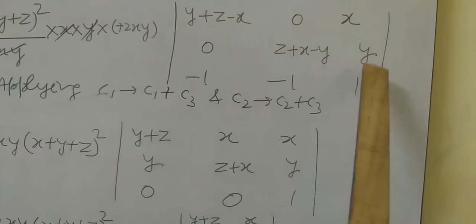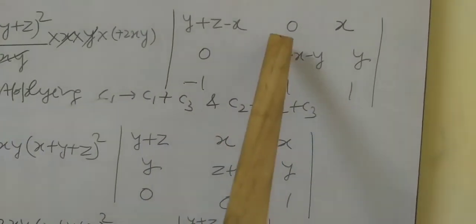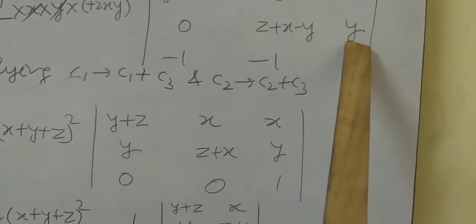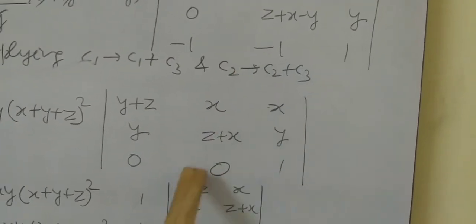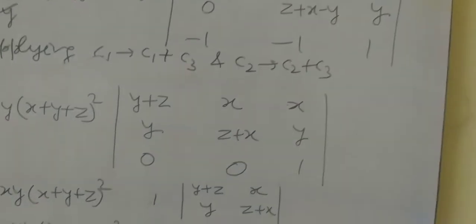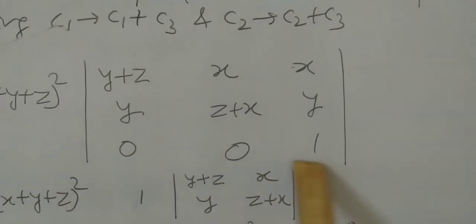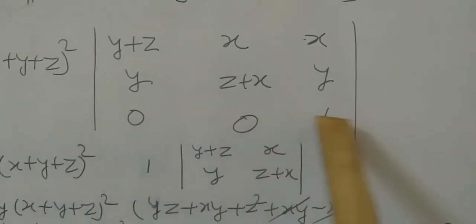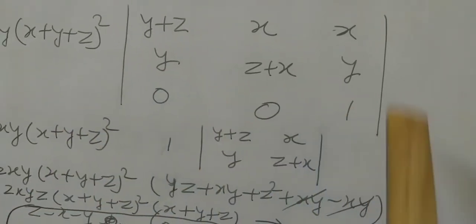Okay, when we add 0 plus y, y, and minus 1 plus 1, 0. 0 plus x, x. z plus x minus y plus y, z plus x. Minus 1 plus 1, 0. And column 3 will remain as it is. So student, you can see we have got here 2 zeros in one row. Okay. So there are 2 zeros in R3. So I am going to expand along R3.